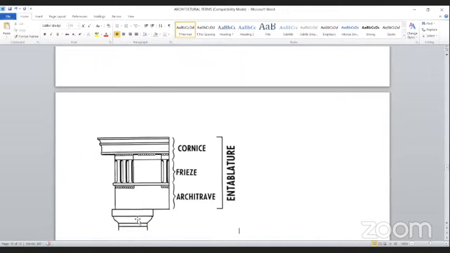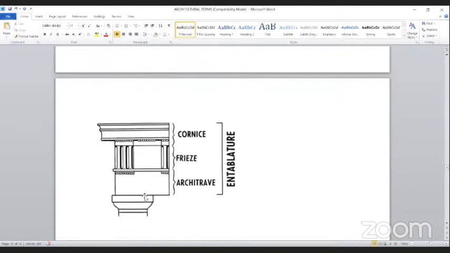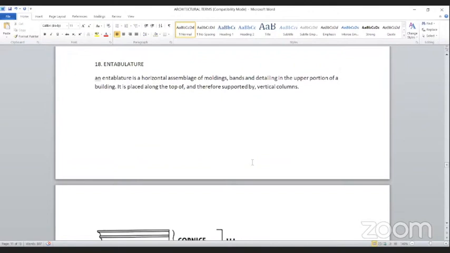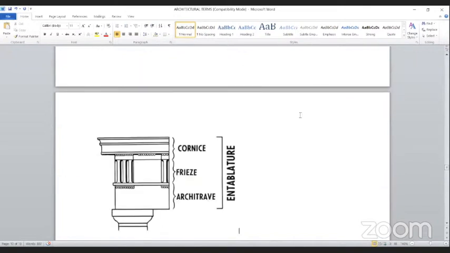This is one part of the entablature you're seeing. If there are two or three columns, the same structure will be joined. It's a horizontal collection of moldings, bands, and detailing. There are parts of the entablature which have all these things. It's the upper part of a building, supported by the vertical columns.